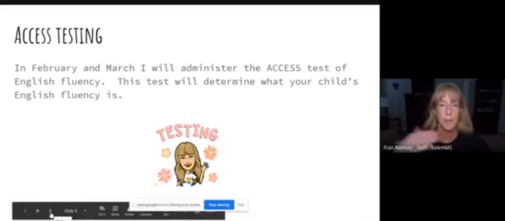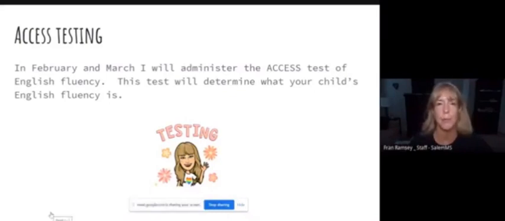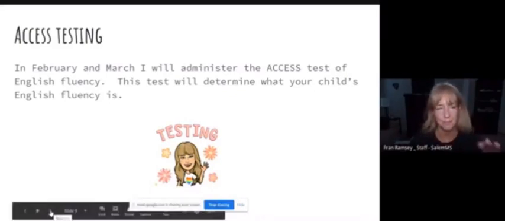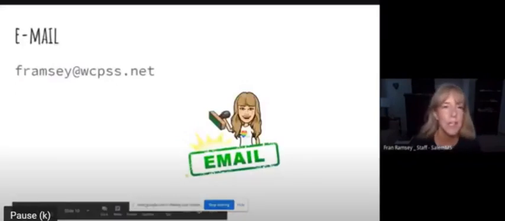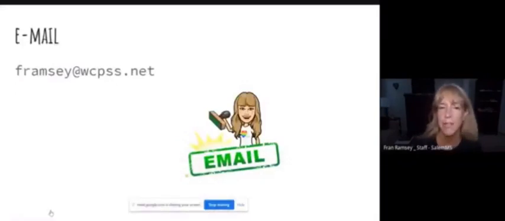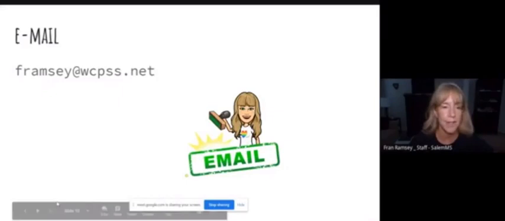And when it gets closer to February and March, I'll be sending out notifications of that ACCESS testing as well. And if you ever need to get in touch with me, please reach out. My email is framsey@wcpss.net. I'll be happy to answer any questions you might have or any concerns that you have about anything. And if I don't know the answer right away, I will find it out for you.